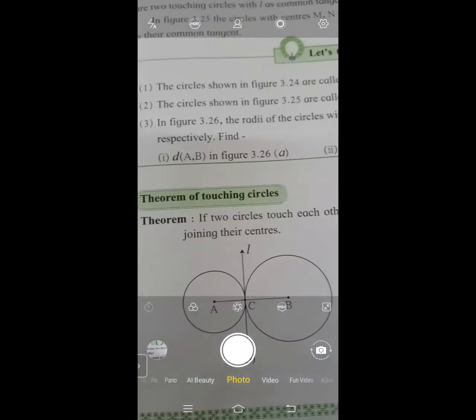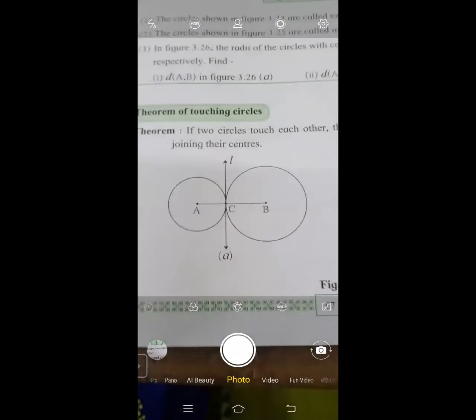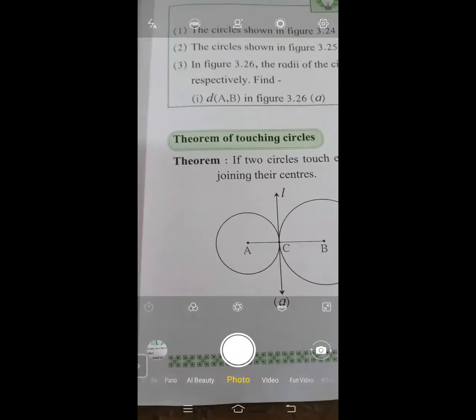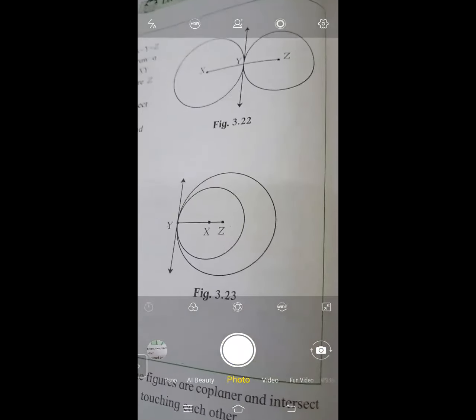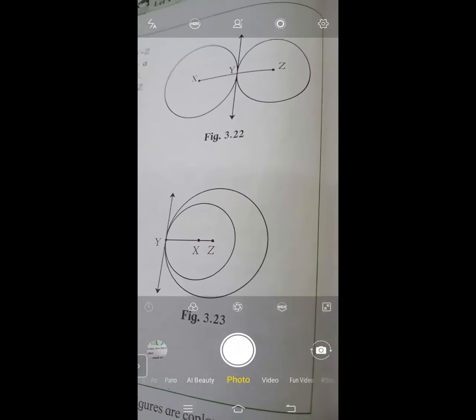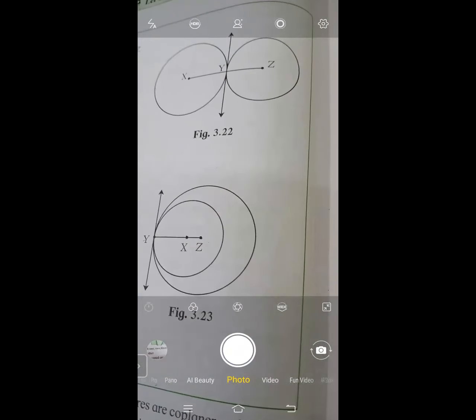So these are the two activities which help us to understand what types of touching circles there are. I hope you must have understood, and try to draw it once so that you will get your concepts clear.